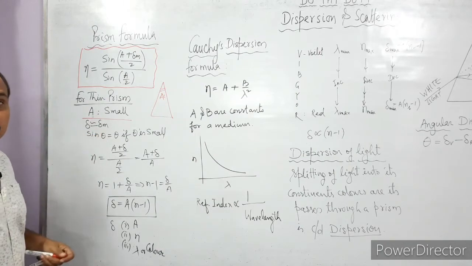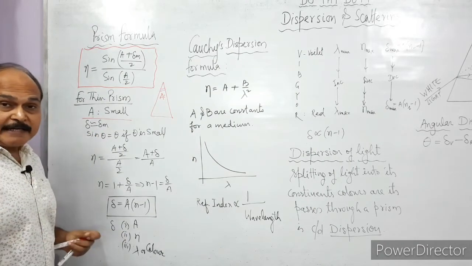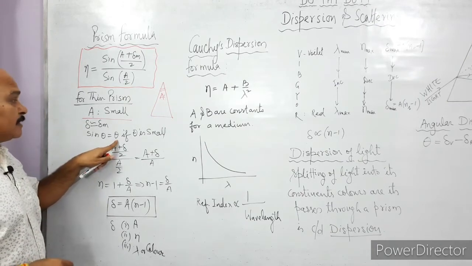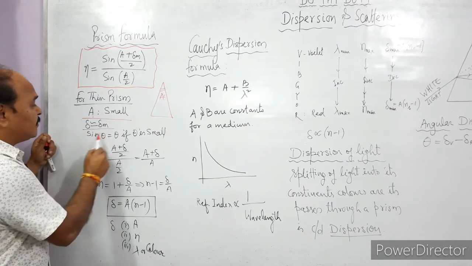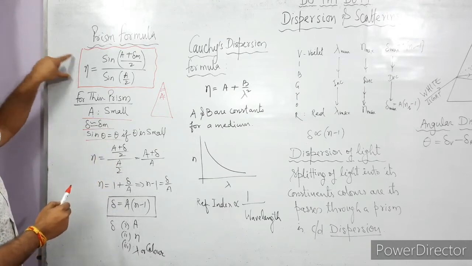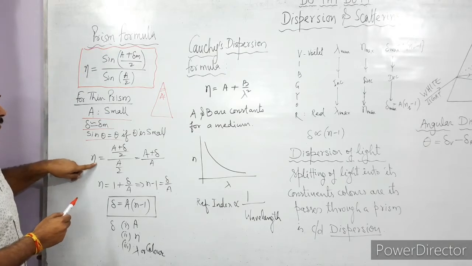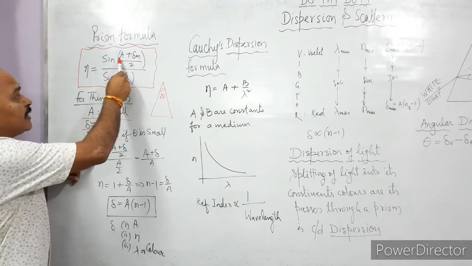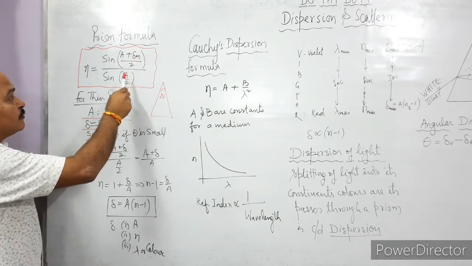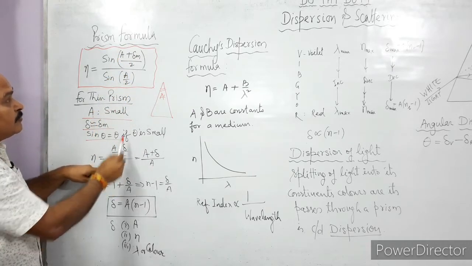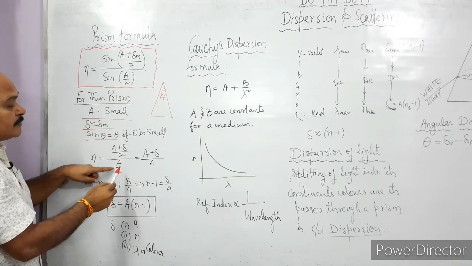And also we know, if theta is small, sin theta can be written as theta. If we apply these results in the prism formula, then what do we get? This n, the refractive index of the material of the prism, and this is what? A plus delta by 2. Sin of theta is theta, that means it is (A plus delta) by 2, and this is A by 2.